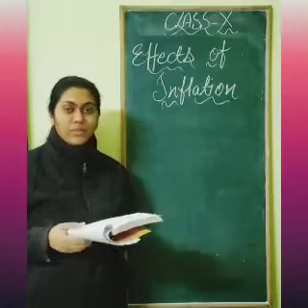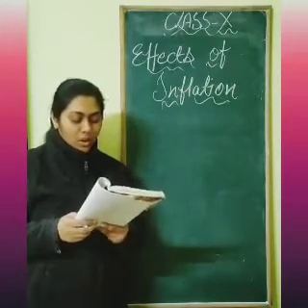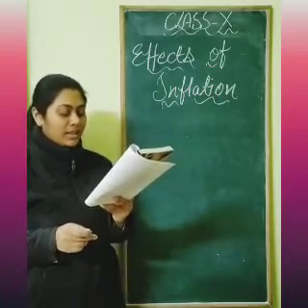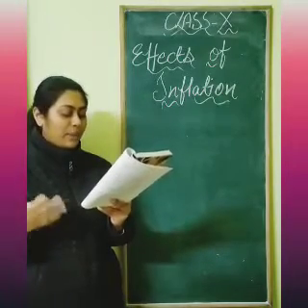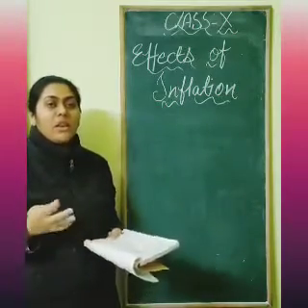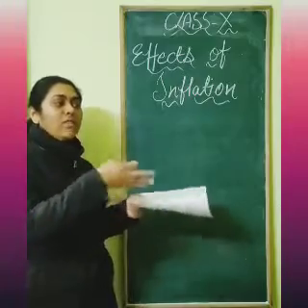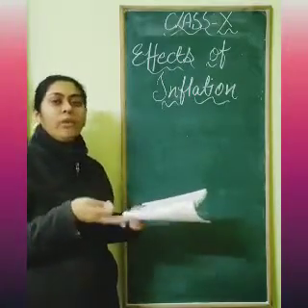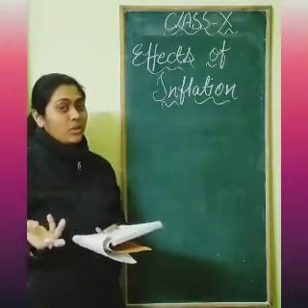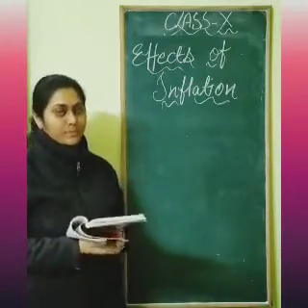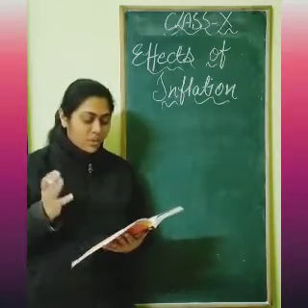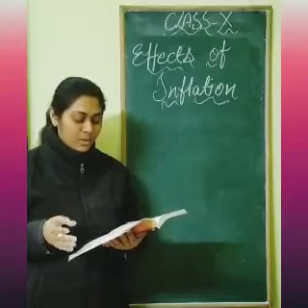Third is encouraging speculation. A non-anticipated steep rise in prices creates a situation of uncertainty in the economy. People indulge more in speculative activities than in production. Speculative means the activities which might not be good for the production process. Then we have lack of quality control. Quality control is not there, and quality decreases.